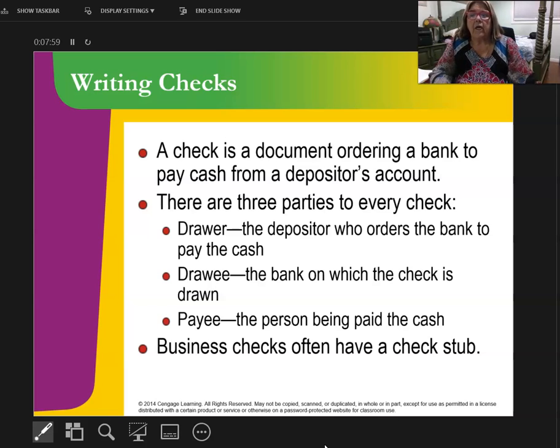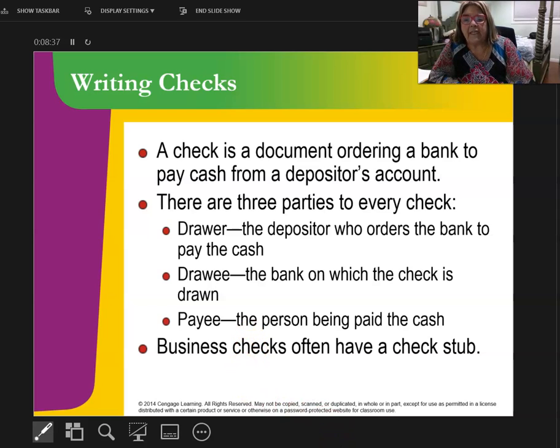So writing a check is how most of us pay bills or maybe pay other suppliers. In real life, we pay everything online through EFT or automatic debit, but some people will still write a check. The three parties to every check are the drawer, who is basically the person that owns the account; the drawee, which is the bank on which the check is written; and the payee, who is the person that you made it payable to.